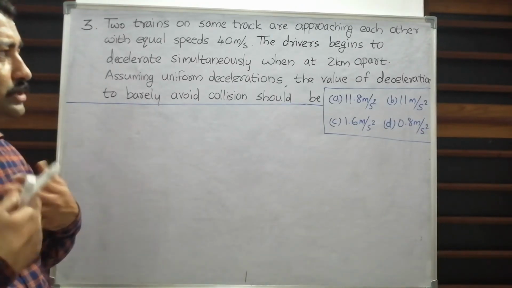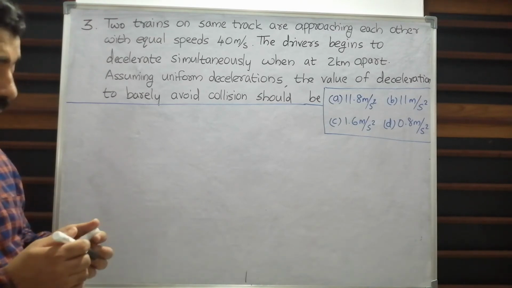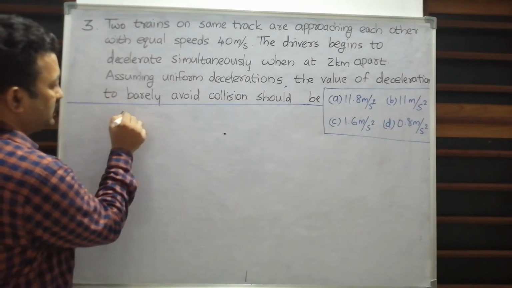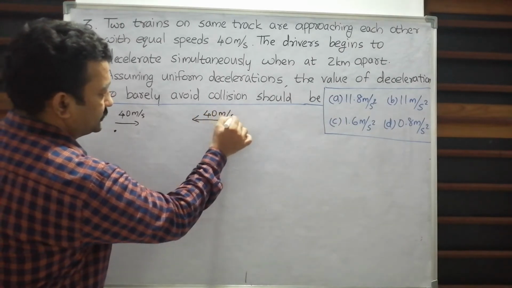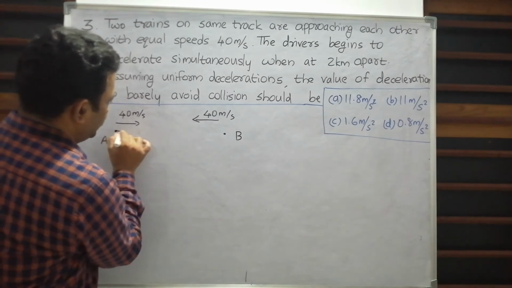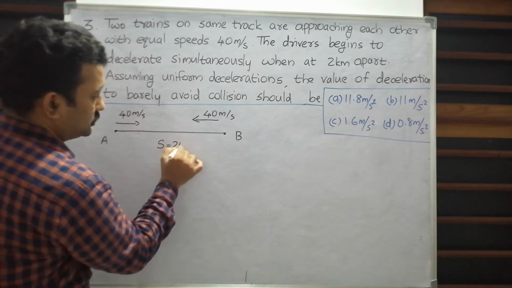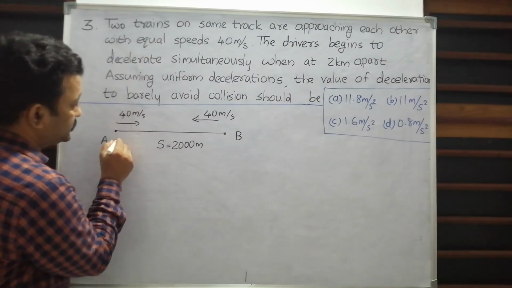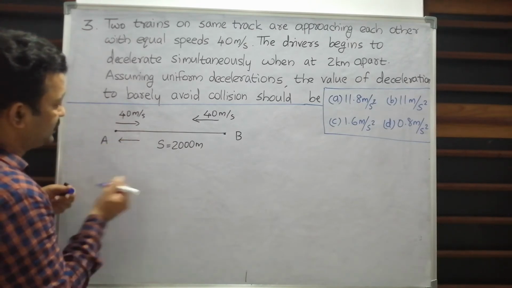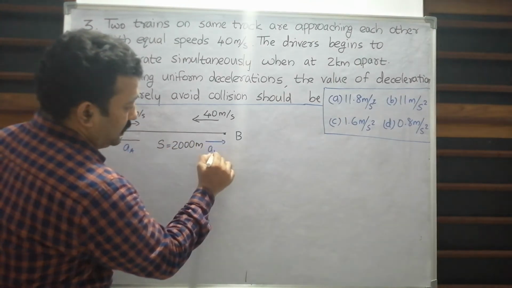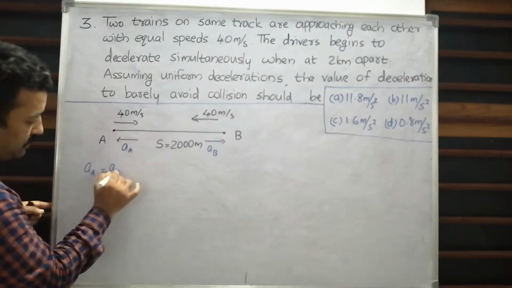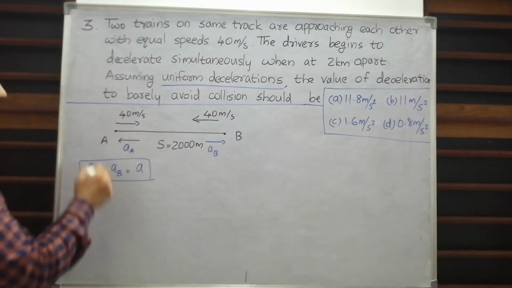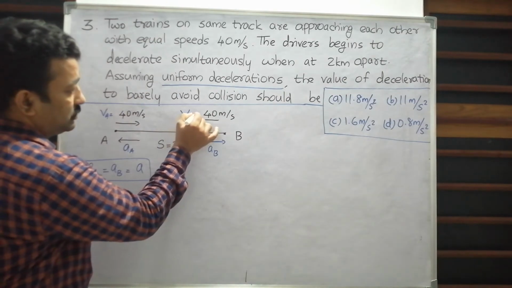You can do this one in a different way, but I am using my method, which is nothing but the arresting method of one body. We have two trains, say A and B. One is moving with 40 meters per second and B is also moving with 40 meters per second. When they are at a distance of 2 kilometers, that means 2000 meters, the drivers observe that there is a chance of collision and they start decelerating. That means this person is exerting an acceleration in the backward direction. We can call it AA, and this person's is AB. It is also given that AA is equal to AB. We can take it as A, because in the problem itself it is given that they are moving with uniform decelerations. And VA is equal to 40 and VB is equal to 40.